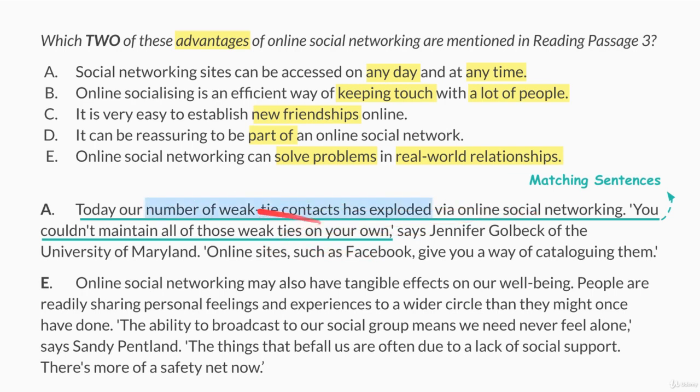Well, I see this phrase right here. It says number of weak tie contacts has exploded, has significantly increased. That's what that means.